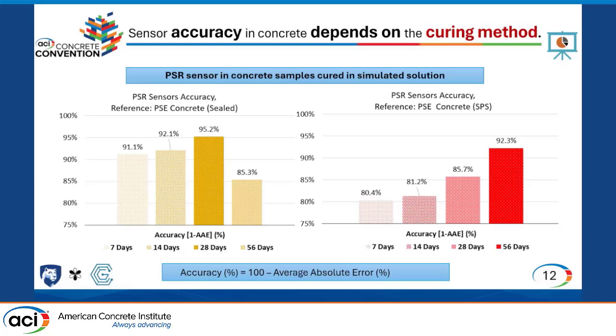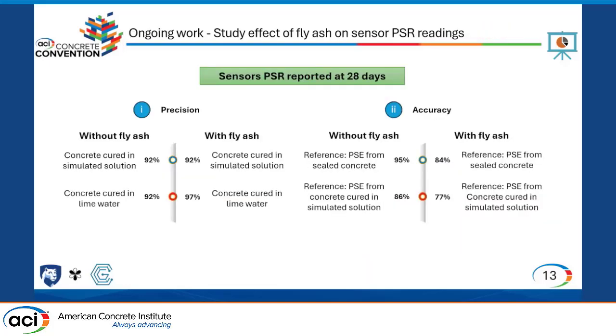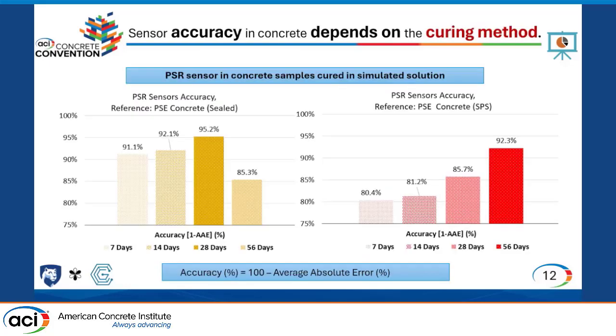If we look at the sealed condition, we can see that at 7, 14, and 28 days, the accuracy was very high. It reached 95% at 28 days, and then it dropped at 56 days. This is due to the fact that the ionic exchange between the curing solution and the concrete hasn't reached the center of the concrete or the sensor location. For this reason, the sensor is mirroring the condition where the extraction is from sealed condition.